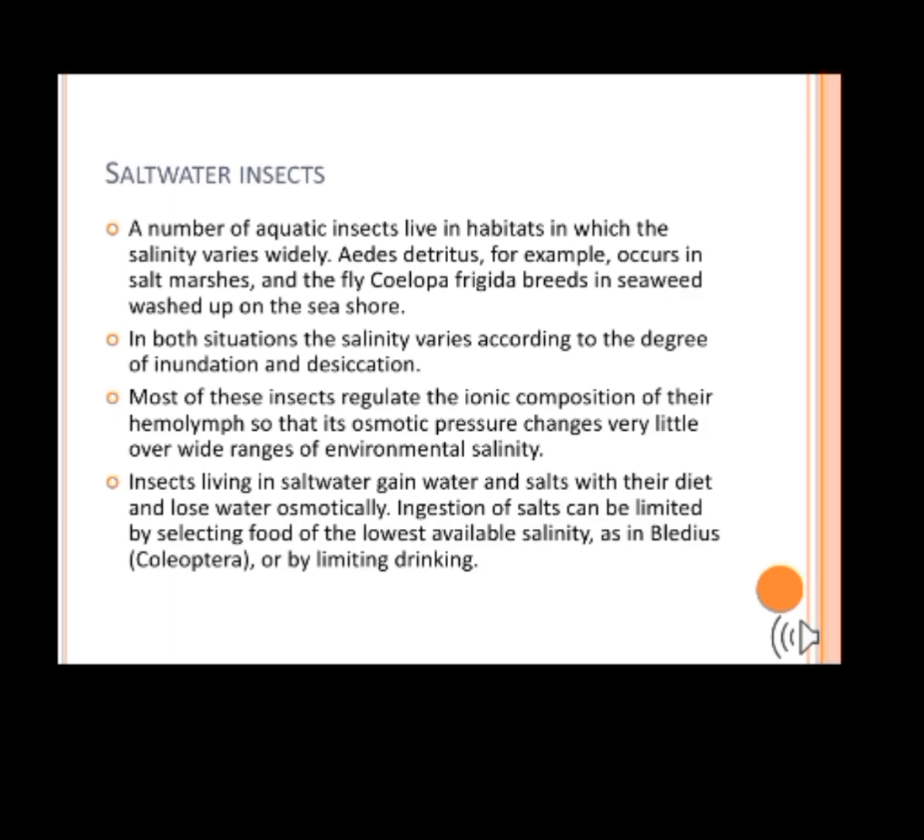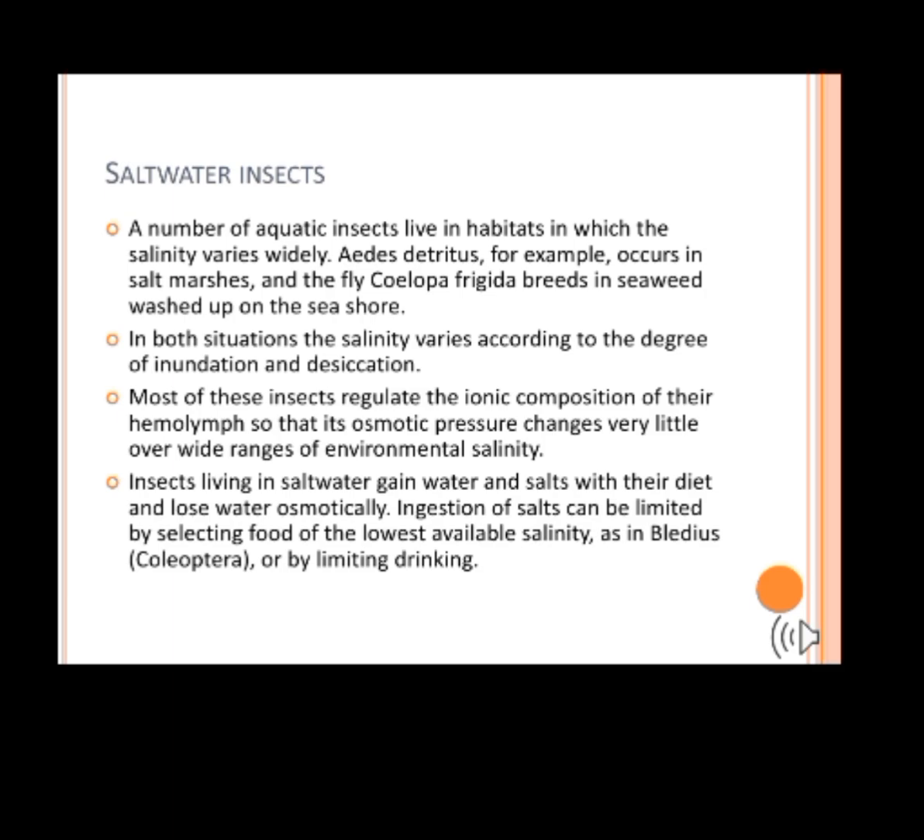Some aquatic insects live in habitats with varying salinity. Aedes detritus, for example, occurs in salt marshes, and Coelopa frigida breeds in seaweed-washed areas. In both situations, salinity varies according to the degree of desiccation and inundation. These insects regulate the ionic composition of their hemolymph and maintain the osmotic pressure. Insects living in freshwater gain water and salt with their diet and lose water osmotically.